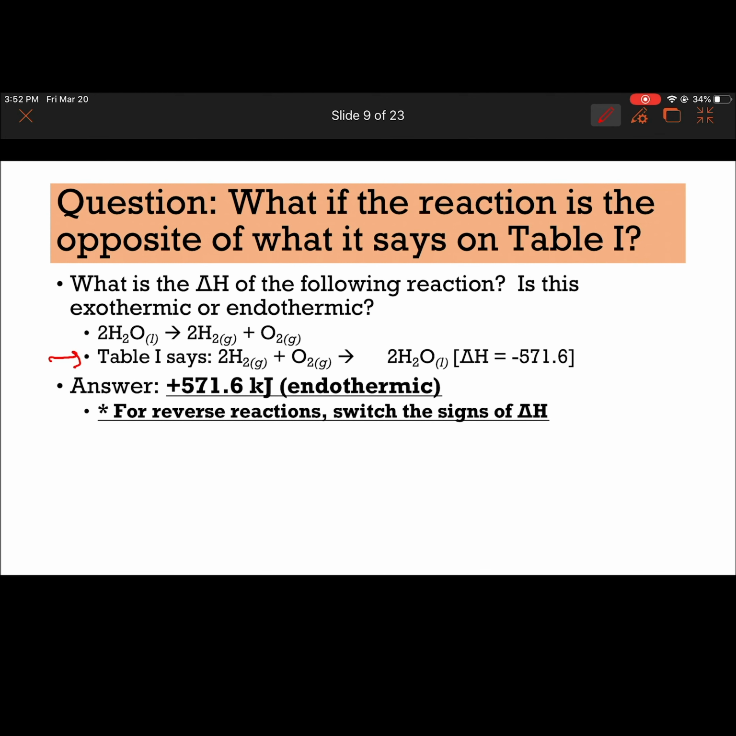So if table I says it has a reaction going this way, and it says delta H is negative 571, if you flip it, that means you're doing the reaction in the reverse direction. Sometimes reactions can be both forward and reversible. So if you reverse the reaction, all you have to do is reverse the sign of delta H. The opposite of negative 571 is positive 571. So in this case, the reverse reaction would now be endothermic, because you have that positive delta H value, which means energy is being absorbed. So when you reverse reactions, you're just switching the signs of H. You're not doing anything to the actual number, we're just switching the signs.